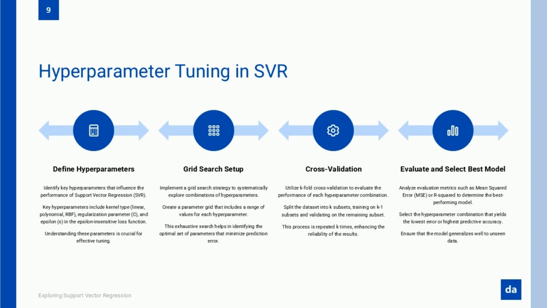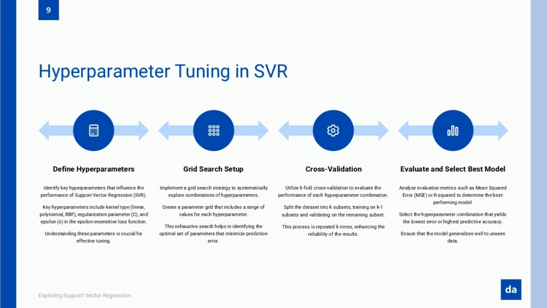The regularization parameter C determines how much the model tries to fit the data. A small C value allows more flexibility, meaning the model prioritizes a smooth function over fitting every single data point. This helps prevent overfitting, where the model memorizes noise instead of learning the true pattern. On the other hand, a large C forces the model to fit the training data as closely as possible, minimizing errors but increasing the risk of overfitting.